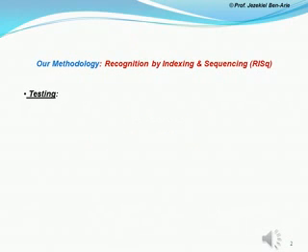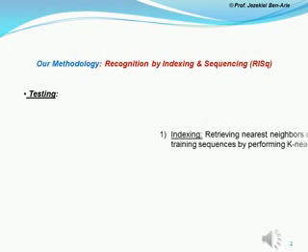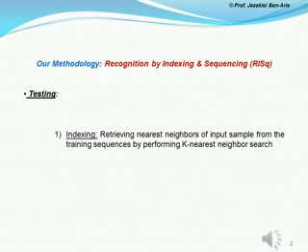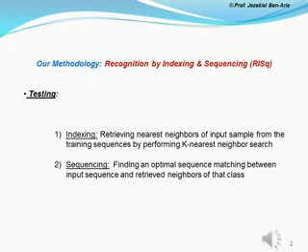The first sub-step of testing is called indexing. Indexing, in a nutshell, means retrieving the nearest neighbors of an input sample from the training sequences by performing a k-nearest neighbor search algorithm. The second sub-step is called sequencing, which is the process of finding an optimal sequenced matching between the input sequence and the retrieved neighbors of that class.